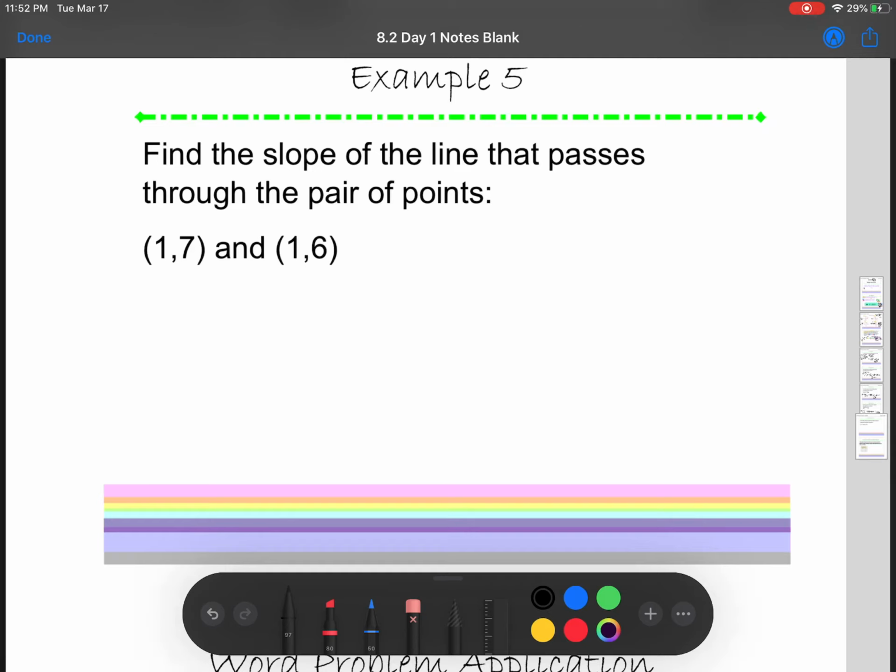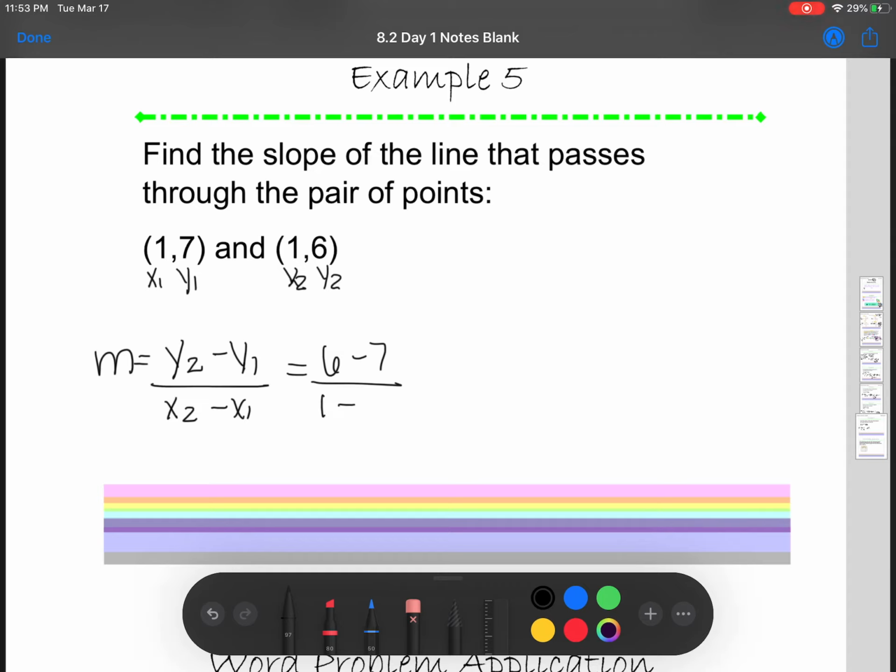Okay. So we've had positive, we've had negative, and we've had 0. The only one we haven't seen is, which one? Let's find out. x1, y1, x2, y2. m equals y2 minus y1 over x2 minus x1. Okay, 6 minus 7 over 1 minus 1.